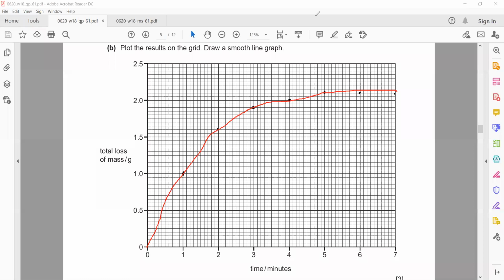It should be a smooth line graph. Because I'm using a screen here and a mouse, it doesn't completely look smooth, but it should be a smooth line graph.